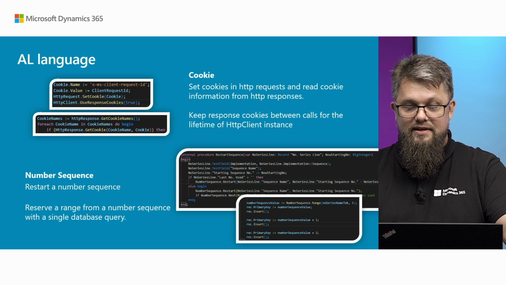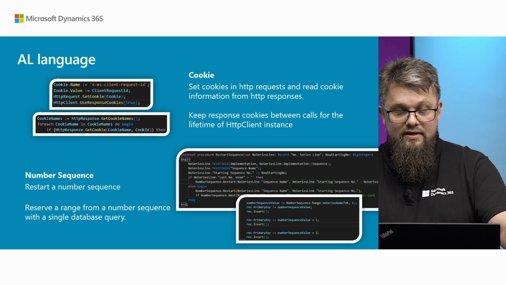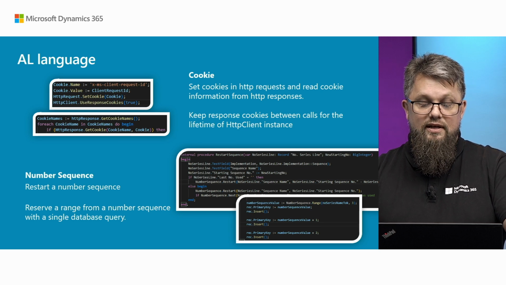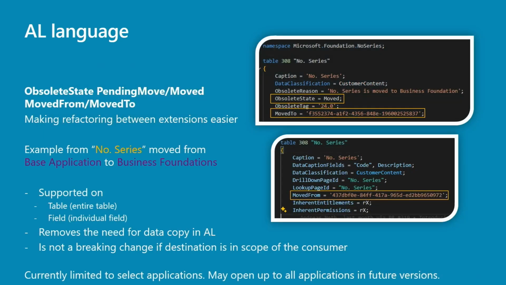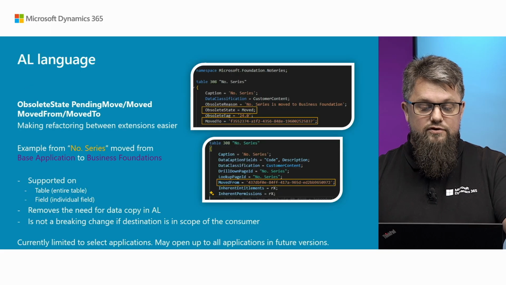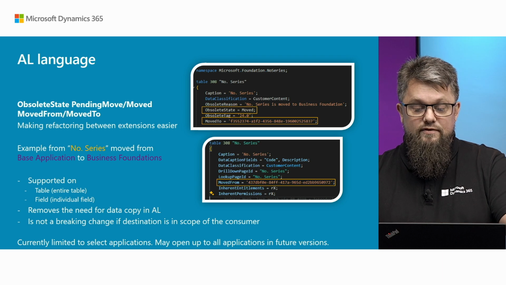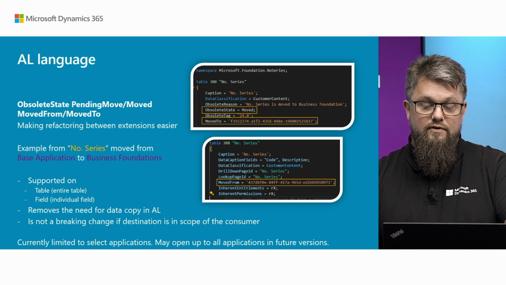Number sequence has been enhanced with a restart method and a range method. The range method allows you now to get a whole range in a single database call, enabling much more performant bulk operations. We've added new obsolete states, pending move and moved, and two new properties, moved from and moved to. This is part of our efforts to make refactoring between extensions easier. You can find examples of this in the number series module. It was moved from the base application to the Business Foundation application.